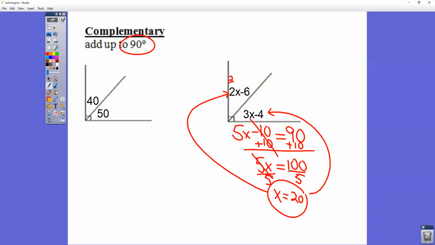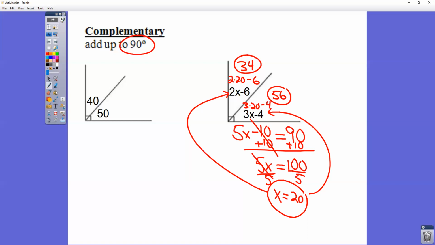So instead of 2 times x, we sub in our 20, which was our answer. 2 times 20 is 40. 40 minus 6 is 34. So this top angle is 34. When we sub in our 20 over here, instead of 3 times x, we have 3 times 20. 3 times 20 is 60, minus 4 gives us 56.